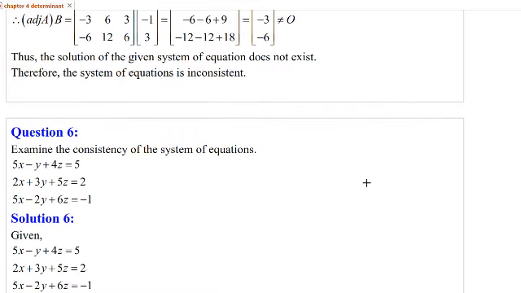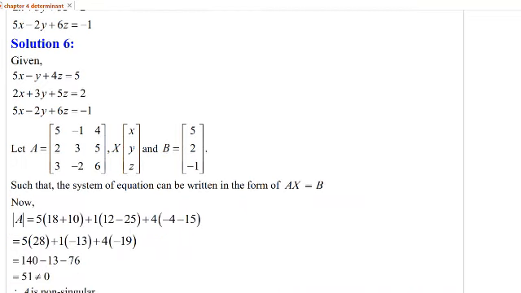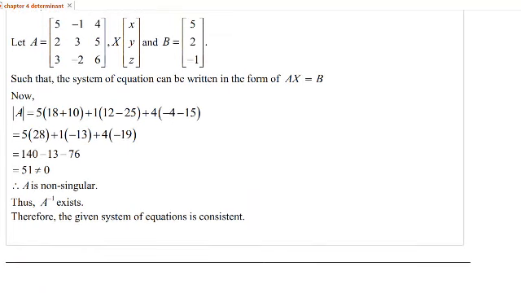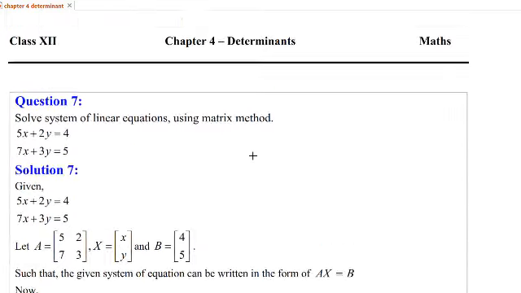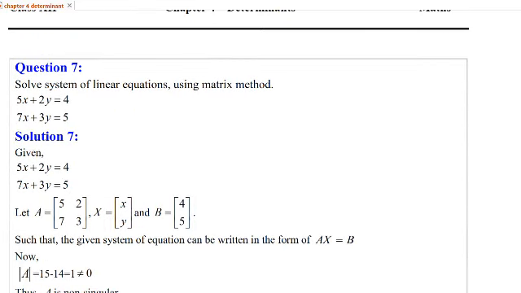Right. So question number 6, again the same thing. Examine the consistency of the system of equations. Same method. I'll not repeat things again and again. Do it by yourself. If you are not getting the answer, pause this video and then recheck. It is a consistent system. Now we have learned how to check consistency and inconsistency of a system of linear equations. In the next video, we'll see how to find the values of x and y.